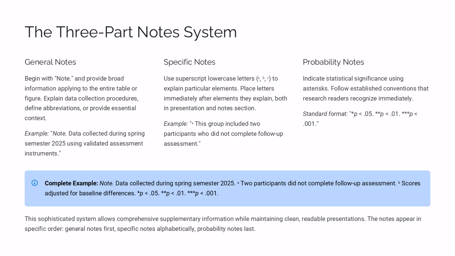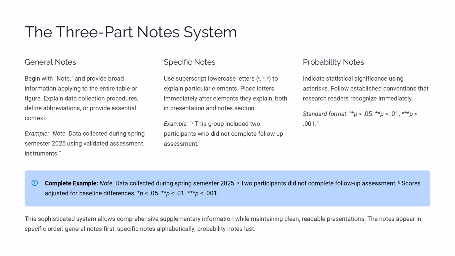Specific notes are particularly useful for explaining methodological details, unusual values, missing data, or special circumstances that affected particular elements of your presentation. They allow you to maintain transparency about your data while keeping the main presentation uncluttered. Use specific notes strategically rather than extensively. Too many specific notes can make tables and figures difficult to read and suggest that your presentation might be better organized differently. Focus on information that's truly necessary for understanding or interpreting specific elements.